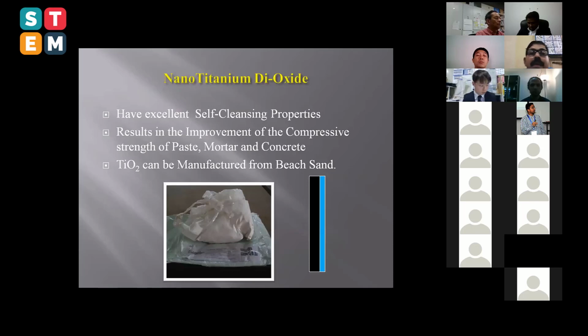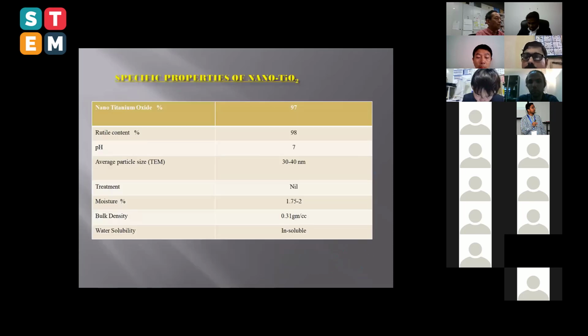And nanotitanium oxide, which they have used, has an excellent self-cleaning property, a unique property resulting in the improvement of the compressive strength of cement paste, mortar, and concrete. Also, it can increase the strength of the geopolymer concrete. Nanotitanium oxide can be manufactured from beach sand, which is readily available. Specific properties of the nanotitanium oxide used are the pH, average particle size, bulk density, and water solubility.